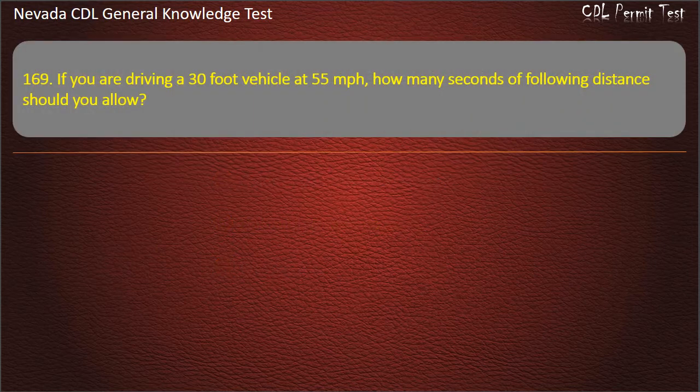Question 169. If you are driving a 30-foot vehicle at 55 miles per hour, how many seconds of following distance should you allow? 8 seconds. 6 seconds. 4 seconds. Answer. 4 seconds.